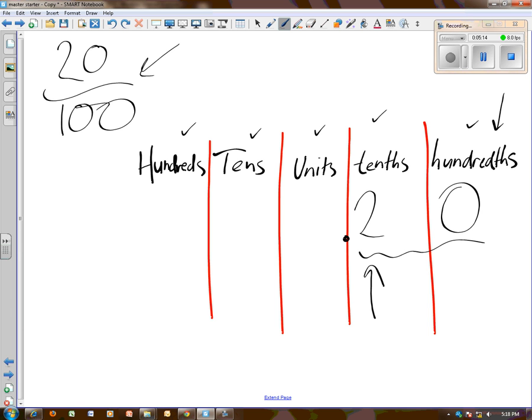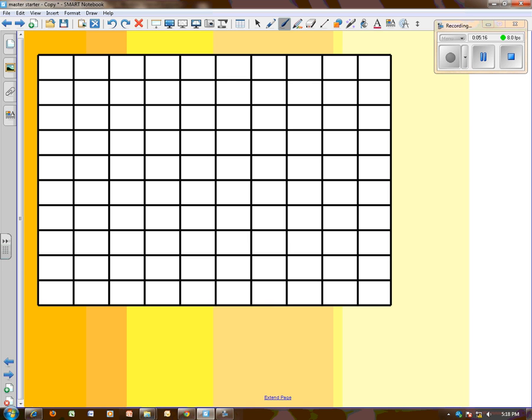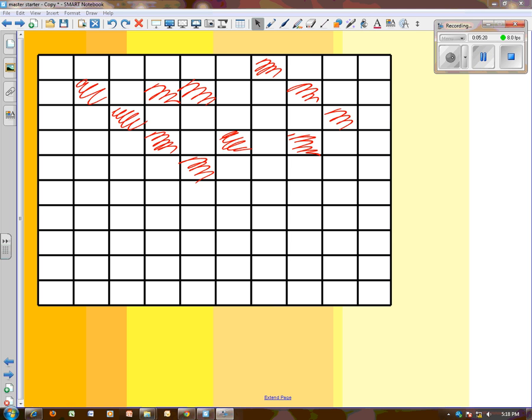All right, let's have a look at another example. Let's look at this one. Oh, there's nothing there. I'll fix that. Okay, guys, there's 100 there again, so it's going to be something out of 100. There you go. I'll start you off. You can do the fraction. How many hundredths are colored in?